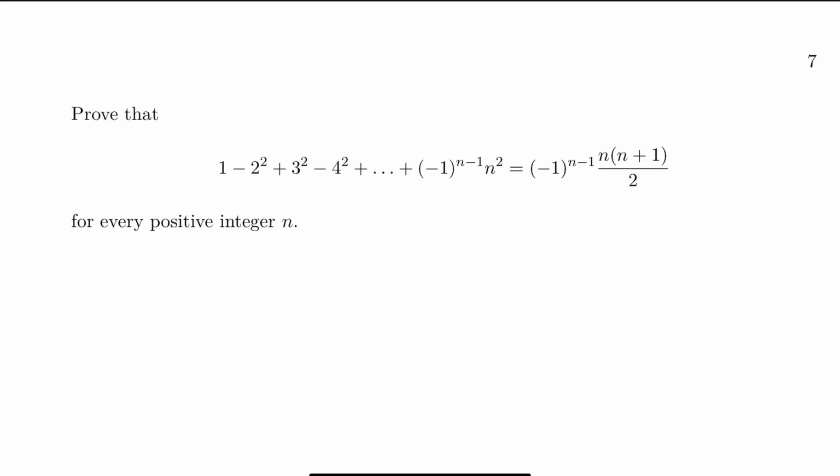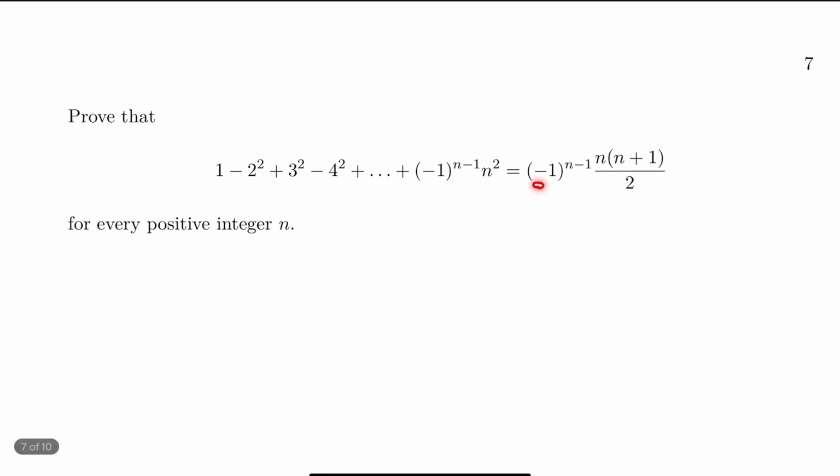In this video, we are going to prove that 1 minus 2 squared plus 3 squared minus 4 squared plus 5 squared and so on, all the way to the nth term, which is (-1)^(n-1) n squared, equals (-1)^(n-1) times n(n+1)/2, for every positive integer n.